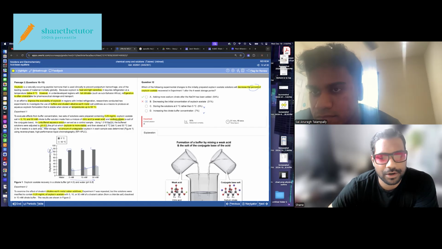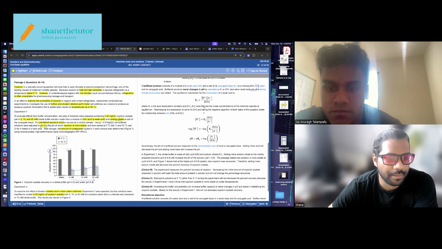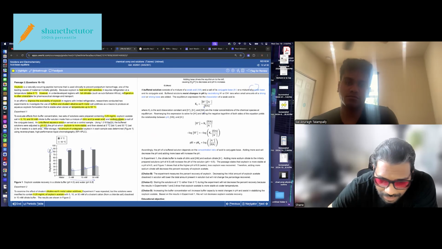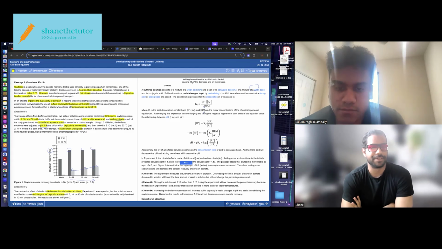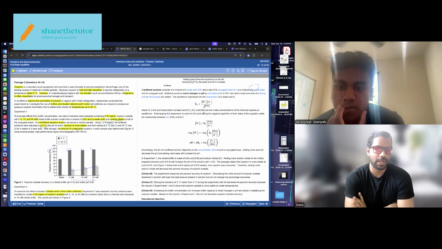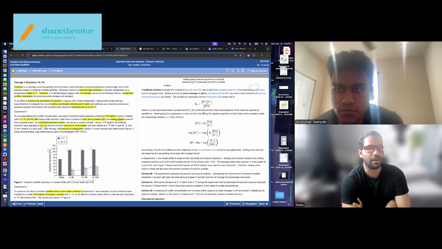Let me see their solution, I want to make sure my reasoning is right. Let's see. Experiment one, the citrate buffer is made of citric acid and sodium citrate. Adding more sodium citrate to the initially prepared solutions, pH of 4.5, would increase the pH of the solution to be greater than, yeah, okay, that's what I thought. So my reasoning seems like it works for all of these.